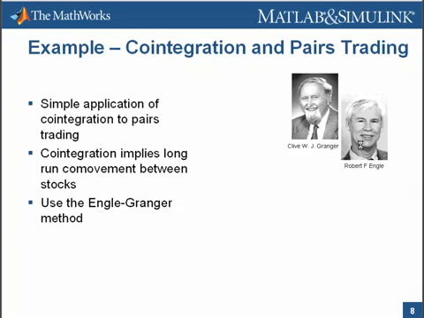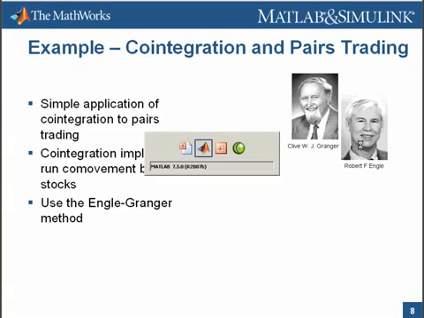In order to identify it, I will use the method of Engle and Granger. There are other methods around, like the Johansen method, but the Engle and Granger method is simple to implement and intuitively easy to understand. We will use the co-integration information to identify a pair that we might want to trade, and then we will see whether we can actually build a strategy around that.